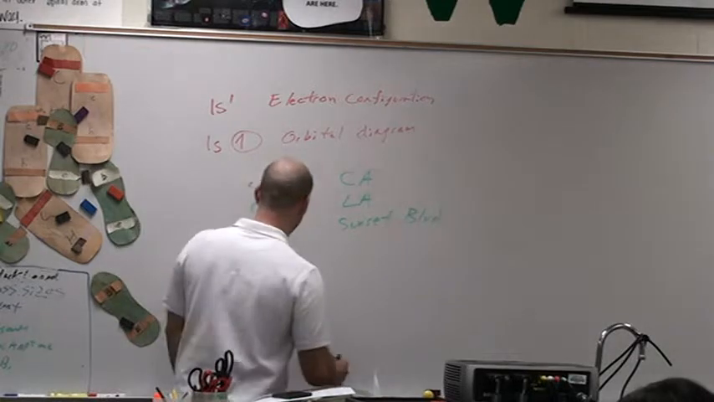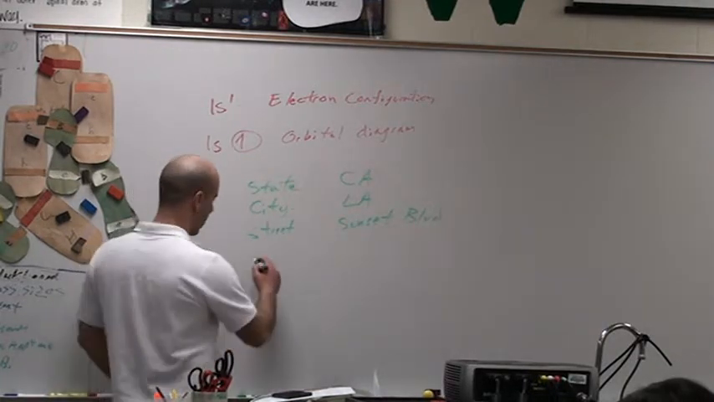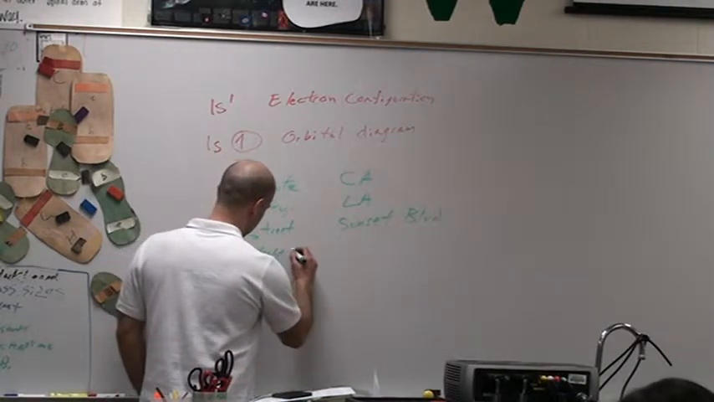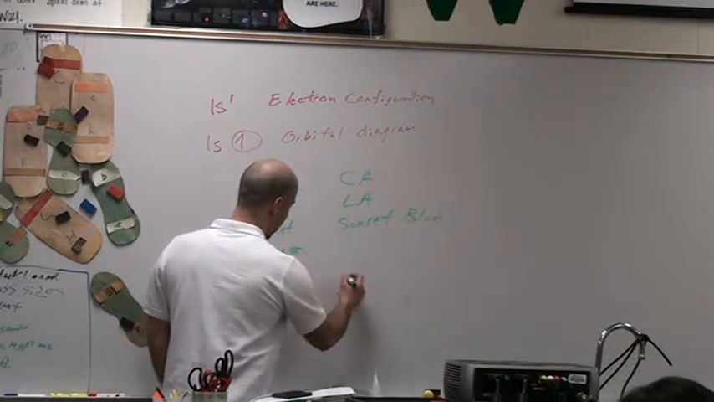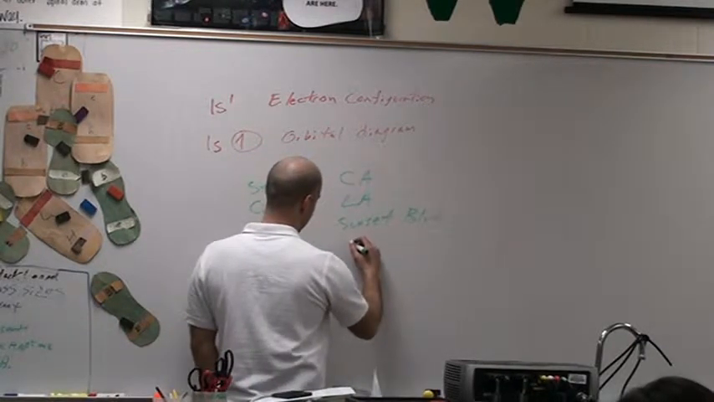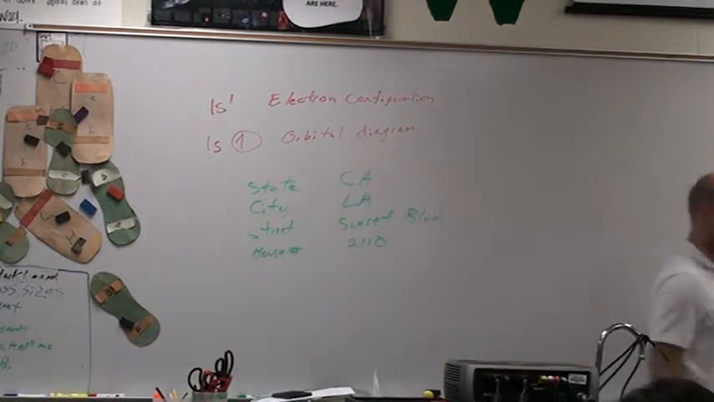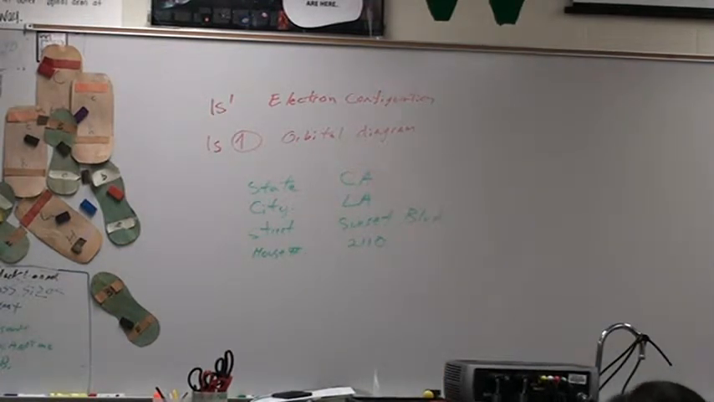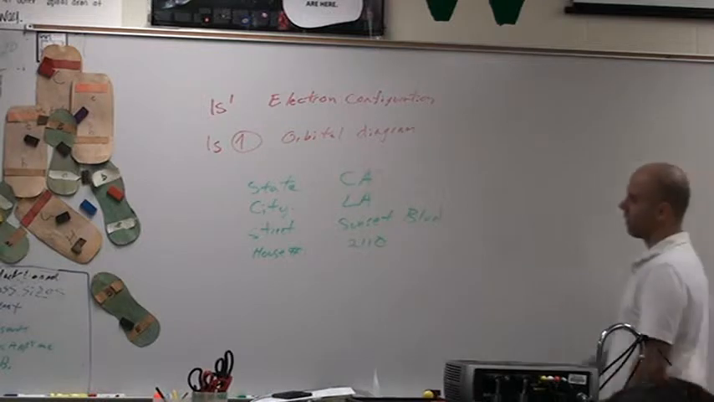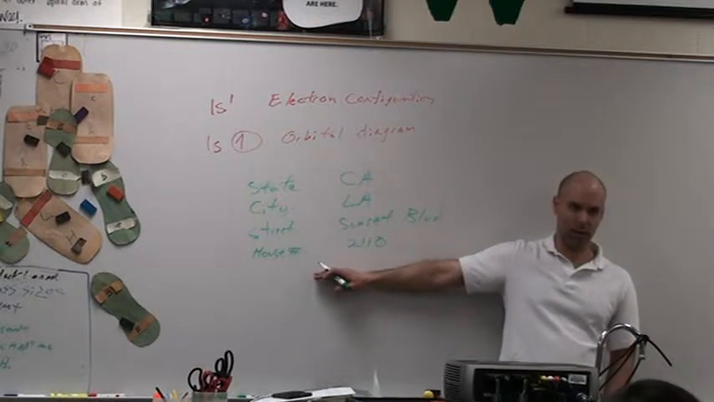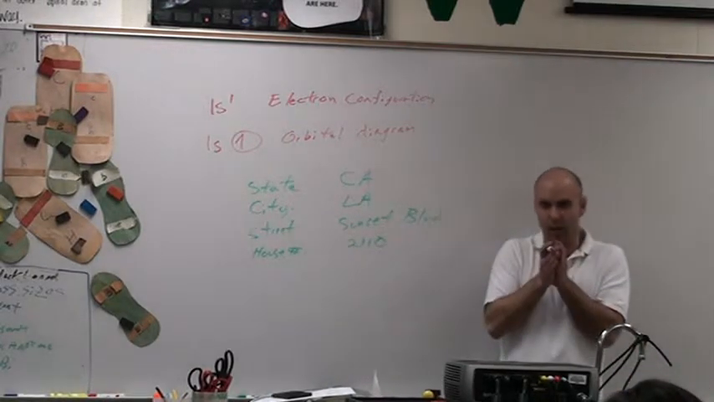So what you have to do to really narrow it down is you need the house number. 2110 Sunset Boulevard. By the way, I just made that address up, okay? So I have no idea what that's an address for. 2110, now you know exactly where to go. It gives us the exact location.